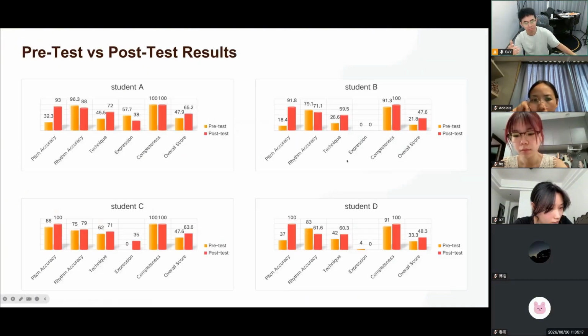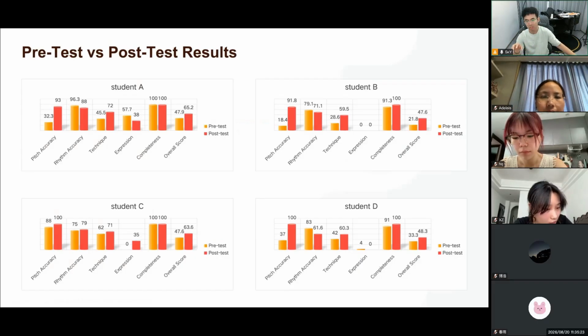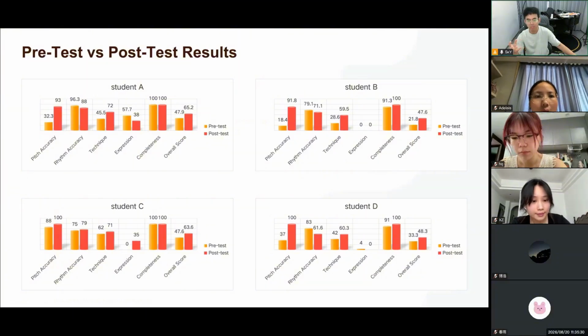Okay, next one, let's look at the pre-test versus post-test results. After completing the 6 pattern-based sight reading lessons, I gave the 4 students a post-test to see whether their sight reading performance had changed after the teaching intervention.